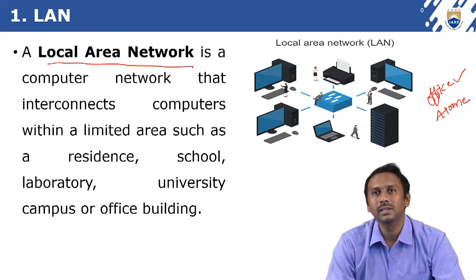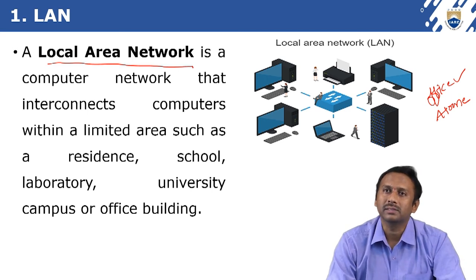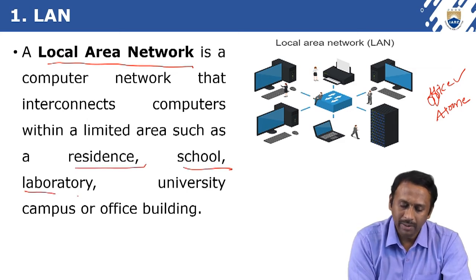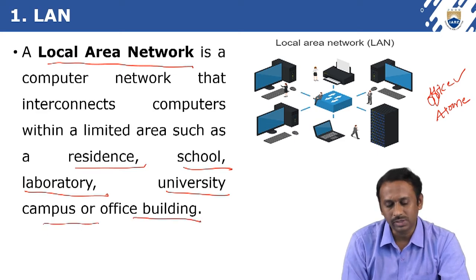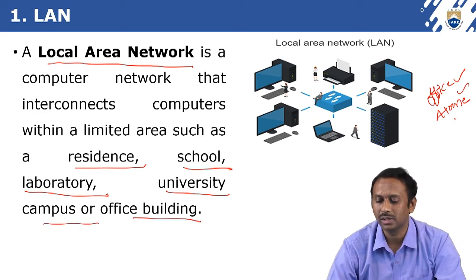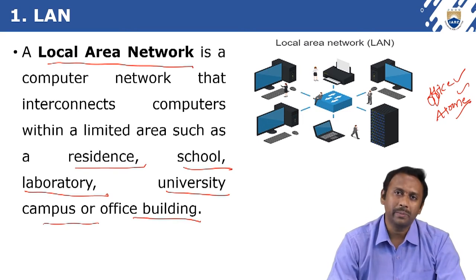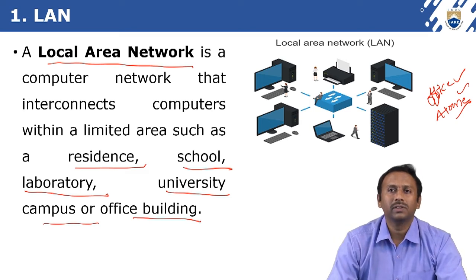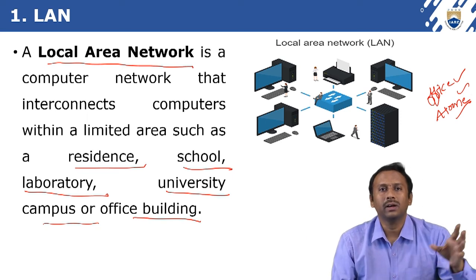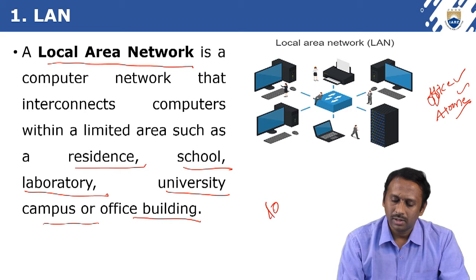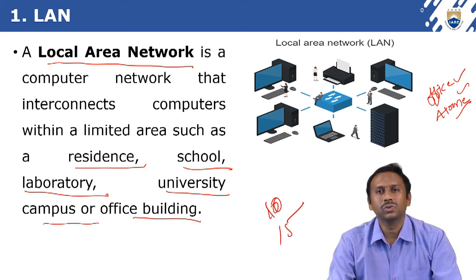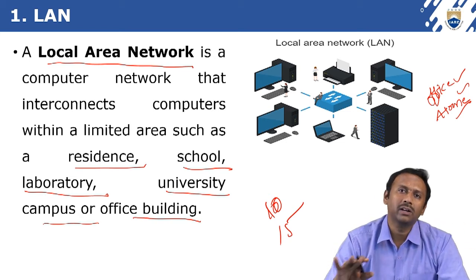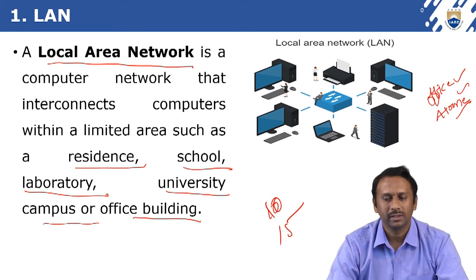A local area network is a computer network that interconnects computers within a limited area such as a residence, school, laboratory, university campus, or office building. Is it clear? We have discussed office or home. Even if you observe the laboratories in educational institutions, there is a single room with maybe 10 or 15 systems, arranged in a serial manner and interconnected with each other, isn't it? Such a kind of network we can call a local area network.